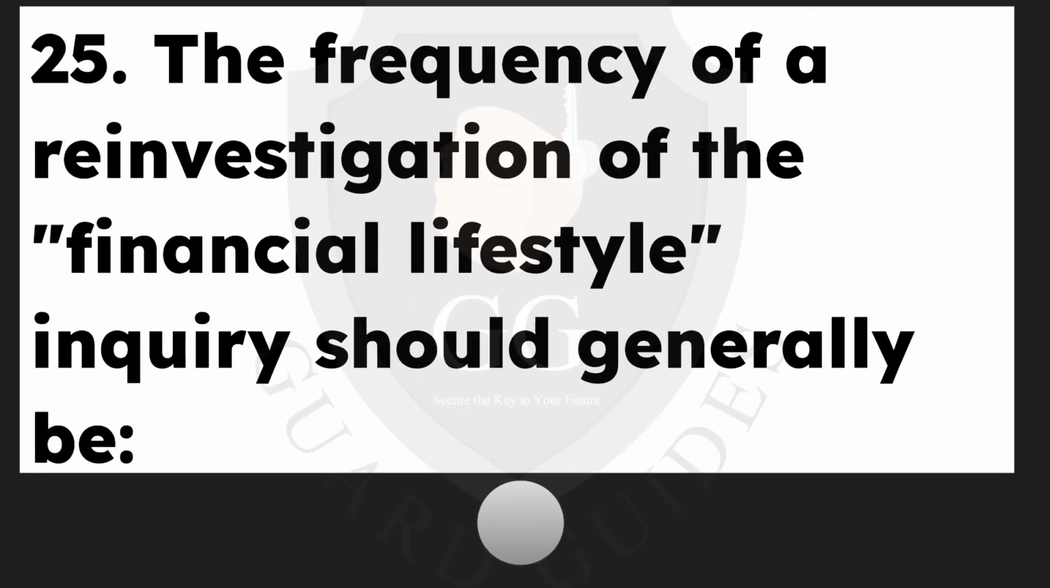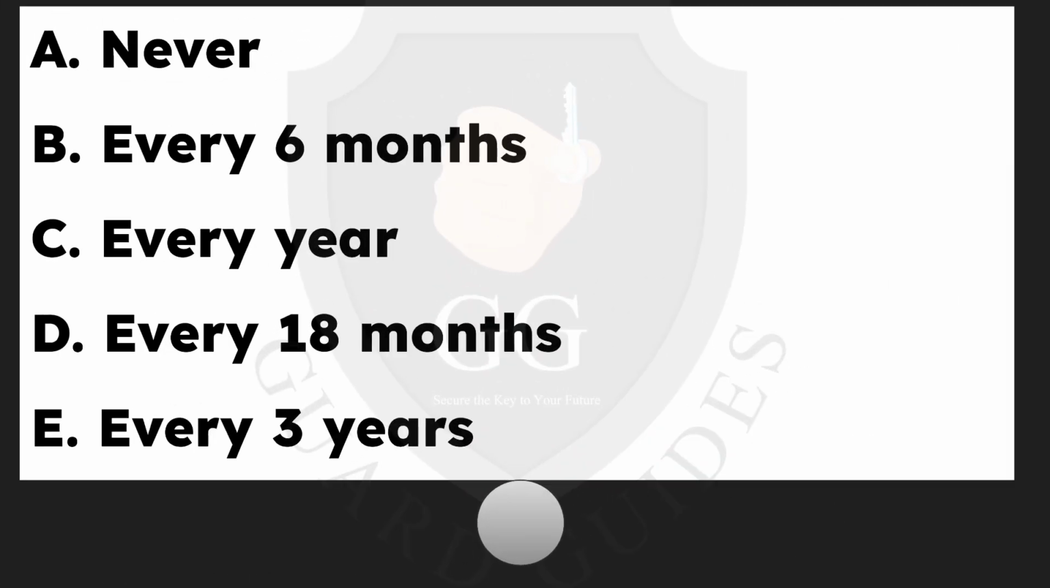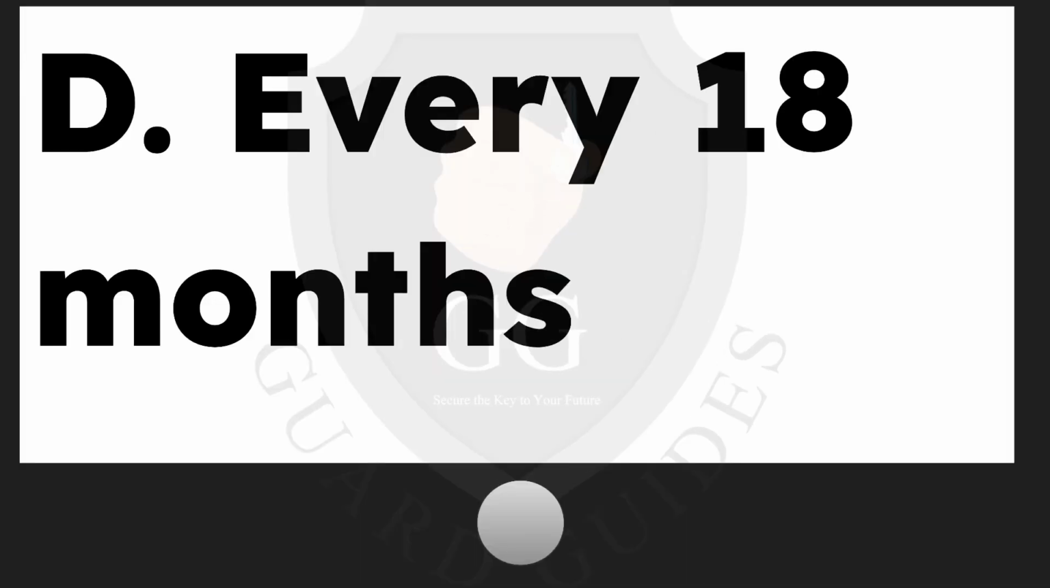Number 25. The frequency of a reinvestigation of the financial lifestyle inquiry should generally be A, never, B, every 6 months, C, every year, D, every 18 months, or E, every 3 years. The answer is D, every 18 months.